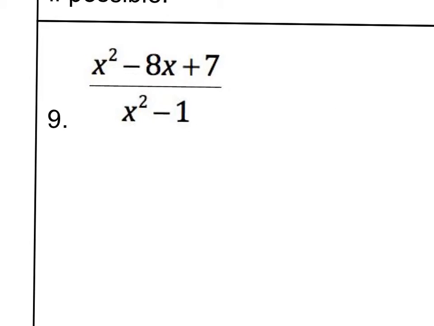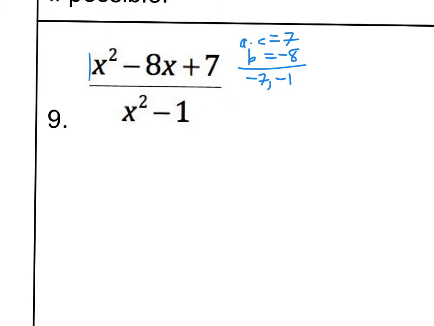Next up, we've got some rational expressions. The first thing we got to do is factor and then identify some excluded values, and then finally do some reducing if we can. Both the top and the bottom of this are factorable. For the top, if I do a times c, that is going to be 7, which means we got a b of negative 8. Looking for things that add up to negative 8, multiply to 7, that's going to be negative 7, negative 1.